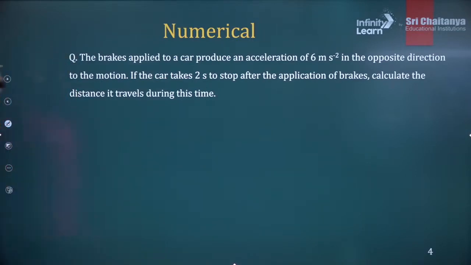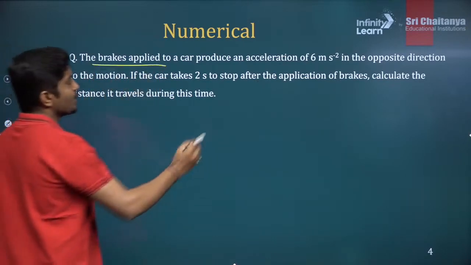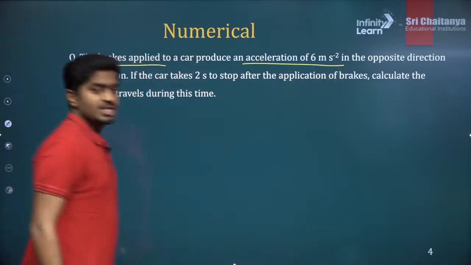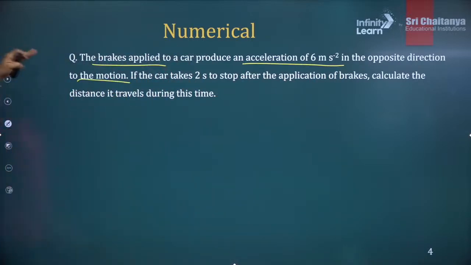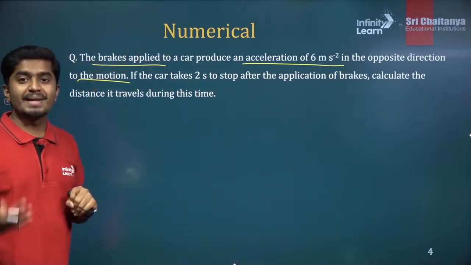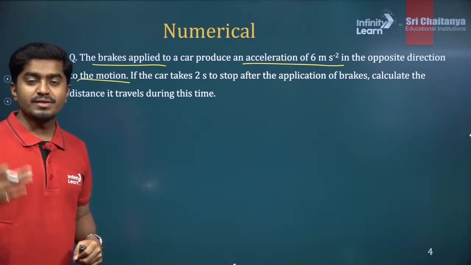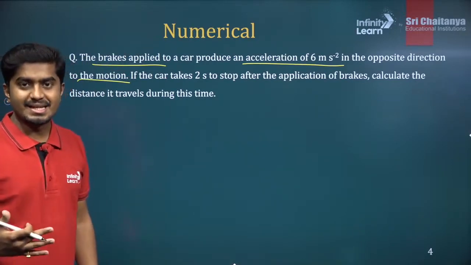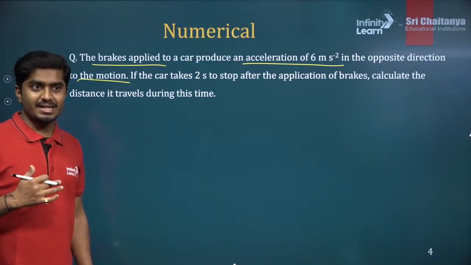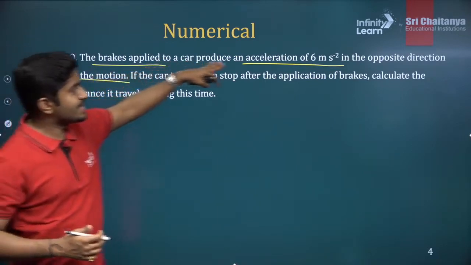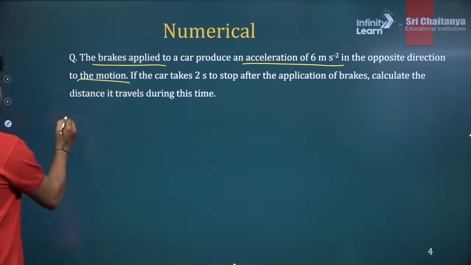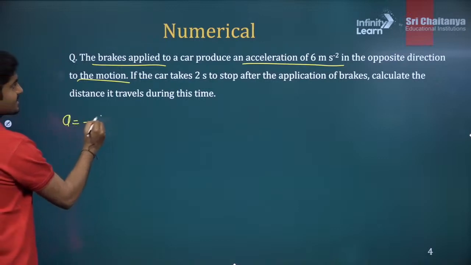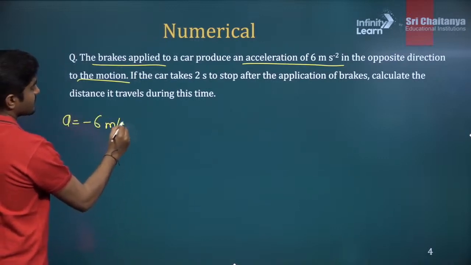So read the question. The brakes applied to a car produce an acceleration of this much in the opposite direction of motion. So when you apply the brakes, what happens? The speed of the car, does it increase or decrease? The speed of the car decreases, correct? So if the speed is reducing, this is nothing but our retardation. So retardation meaning acceleration would be minus 6 meter per second square.